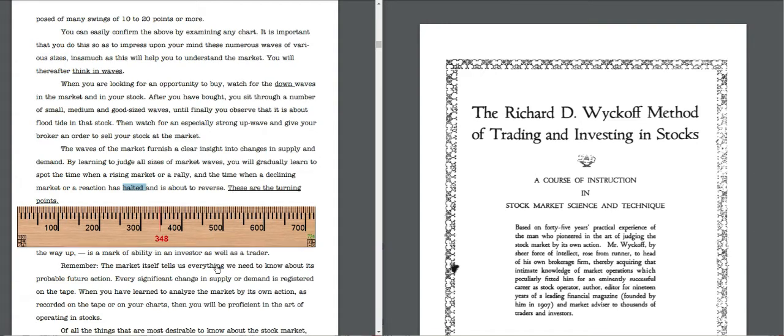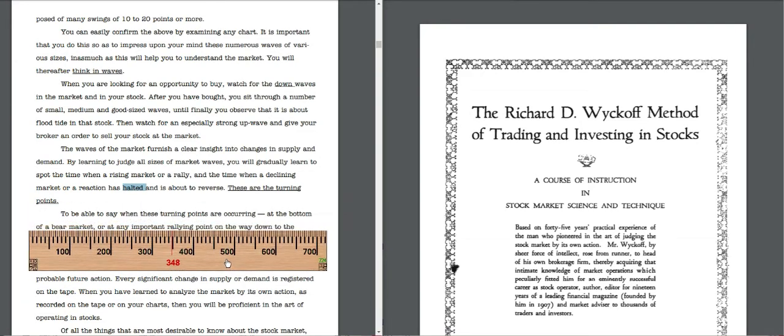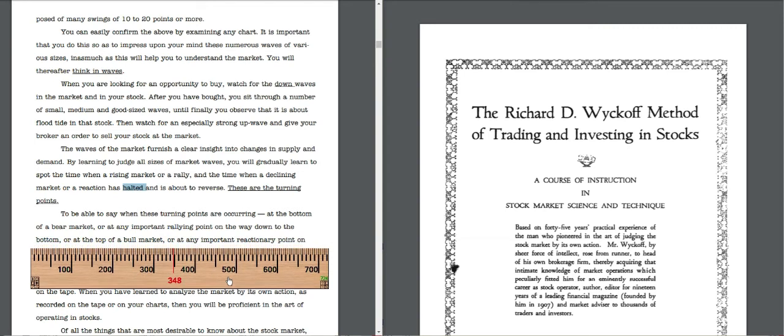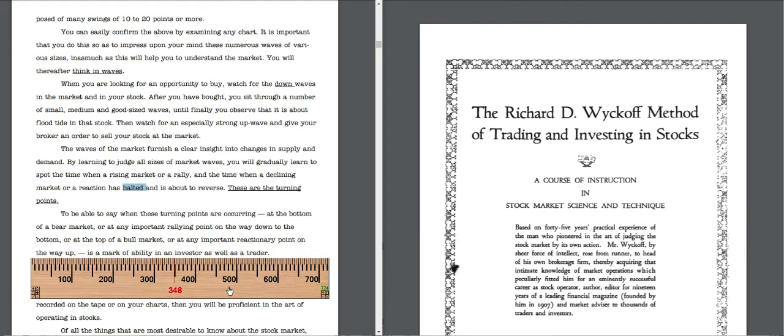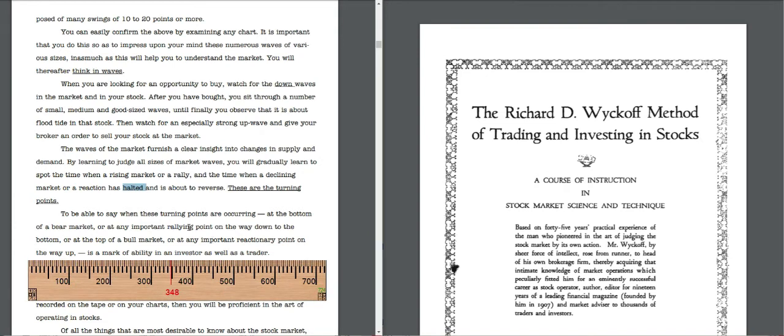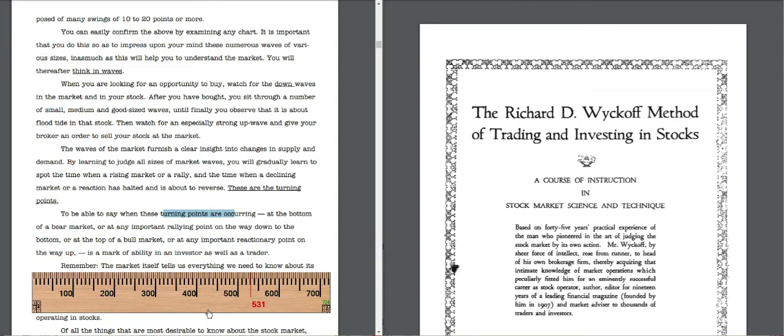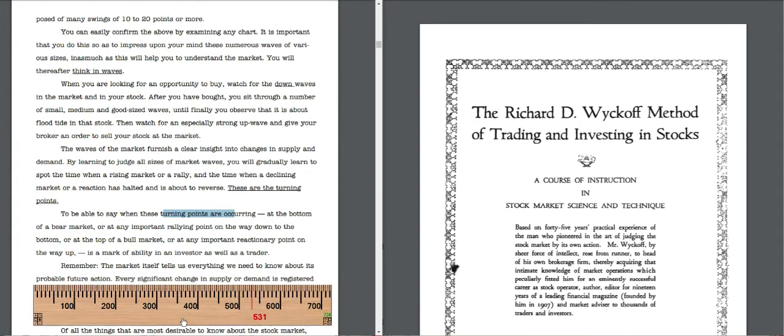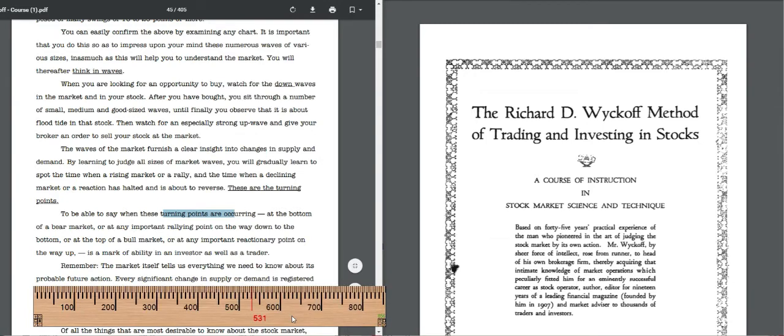So to be able to say when these turning points are occurring at the top of a market or important rallying point on the way down is the mark of a trader. So bottom line, you are specializing in turning points. As a Wyckoff trader, you need to be able to know what these turning points look like and be able to trade them. Remember the mark, so there's springboards, turning points, right? Two very important ideas, both of which folks are not talking about. Instead they're talking about some other stuff.